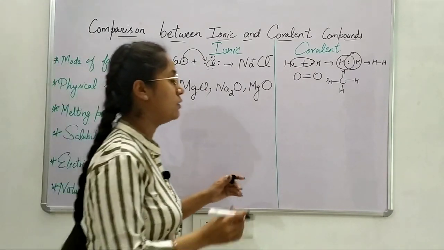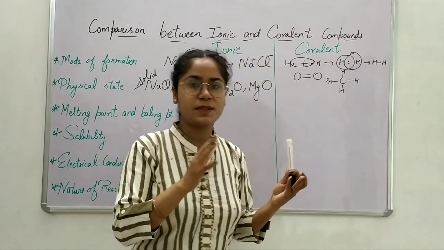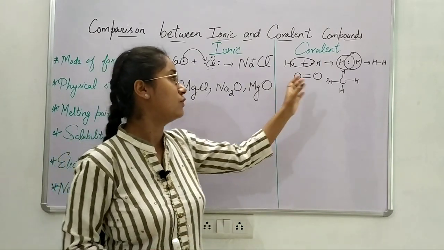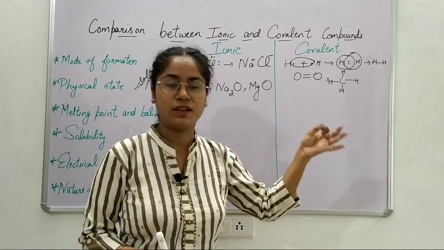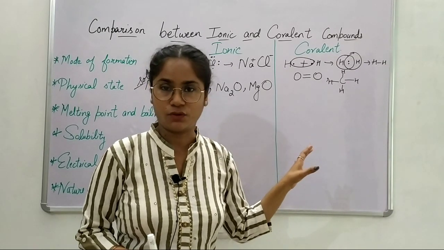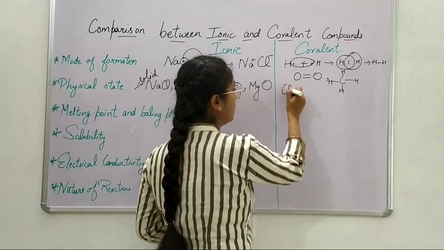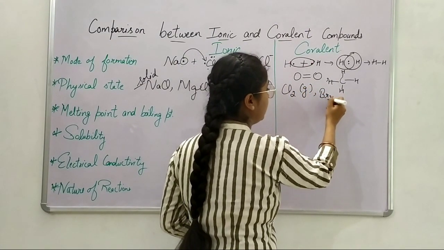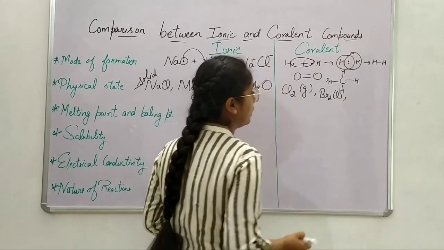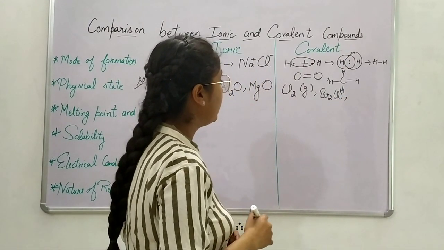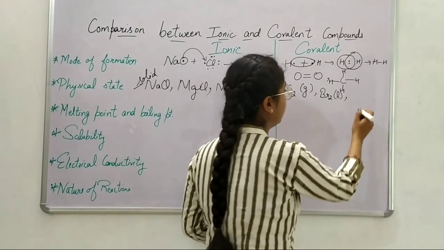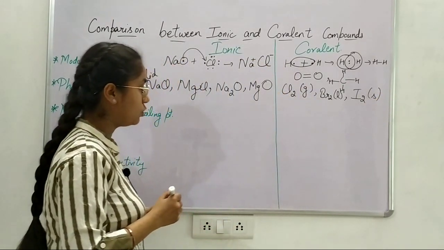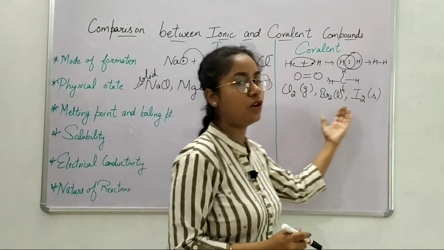But in the case of covalent compounds, there is no restriction that only solid substances would be there, because covalent compounds are found in all forms: solid form, liquid form, gaseous form. For example, chlorine gas is in gaseous form, of course. Bromine is found in liquid form. Hydrogen is also found in gaseous form. Iodine is found in solid form. So they do not have a specific state, they exist in all these states.